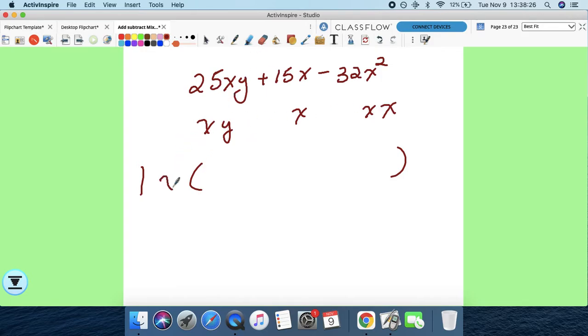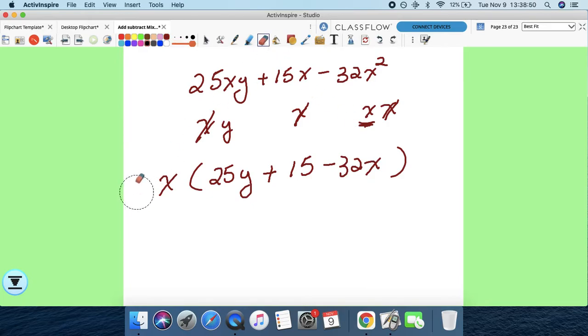Do they share any variables? Yeah, they share the x. So they share x, x, and an x. So 1 times what's 25xy would be just 25, and this one has what variable? The y. And then 1 times what is 15 would be 15. And 1 times what's 32 is 32, and don't forget there's 1 x. Eventually we can come back here and erase that, and that would be your answer. So again, multiply that and see if you get the original expression, and you do.